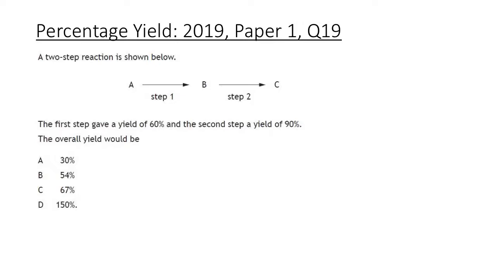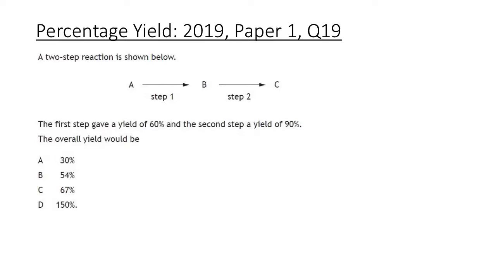A 2-step reaction is shown below. We've got step 1, A going to B, and then B reacting to form C in step 2. The first step gave a yield of 60%. The second step, a yield of 90%. The overall yield would be what?